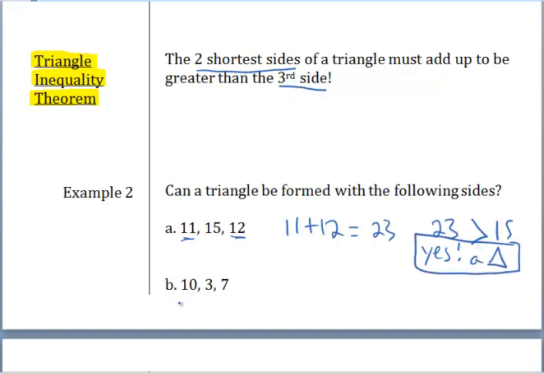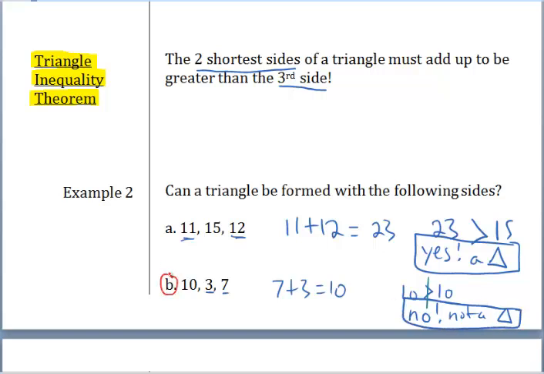All right, another example, if I have side lengths of 10, 3, and 7, my two shortest ones are 3 and 7. If you take 7 and 3, add it together, it gets 10. Well, ask yourself, is 10 greater than the third side, which would be 10? No, it's not. It's equal to, so it's not bigger than it, so it's no. Not a triangle. Not possible to draw a triangle with those three lengths.